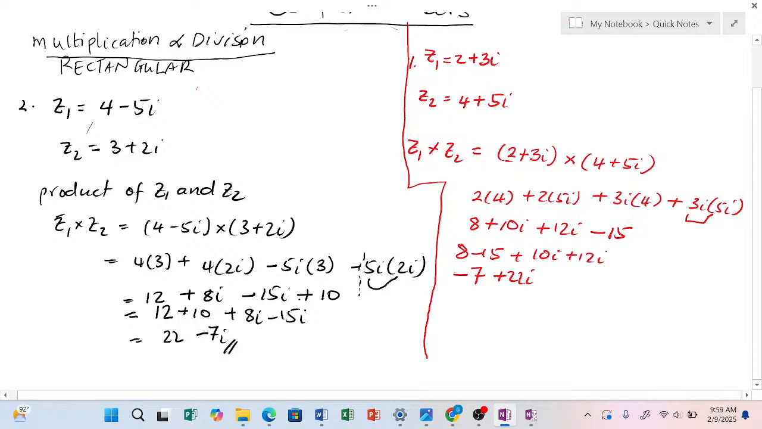As simple as that for multiplication of complex numbers. Now let's look at what we call theorems. There are some things that we need to know.